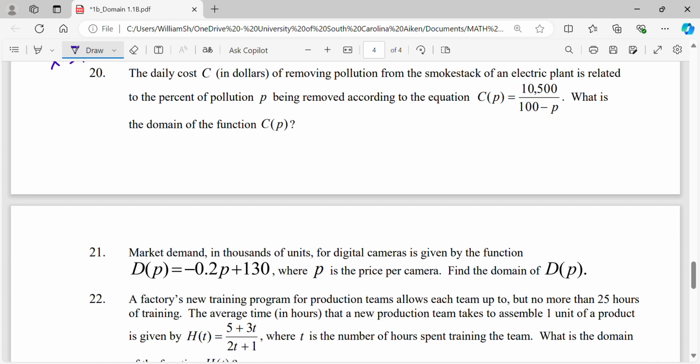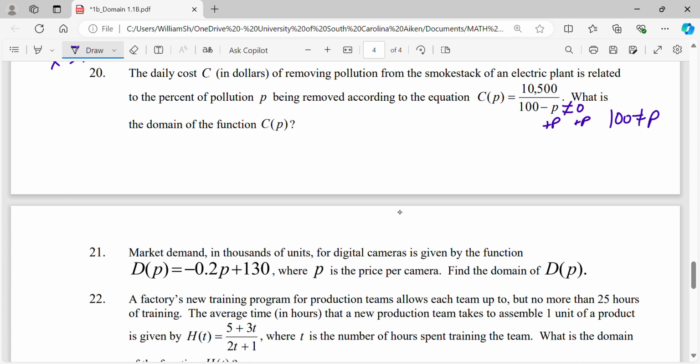Number 20. The daily cost C in dollars of removing pollution from a smokestack in an electrical plant is related to the percent of pollution P being removed according to the equation C of P equals 10,500 divided by 100 minus P. What is the domain of the function C of P? If we look at the function itself here, the denominator can't be equal to 0. So if I solve that, I see that P cannot be equal to 100. Okay, so I guess it's impossible to reduce 100% of your pollution here.